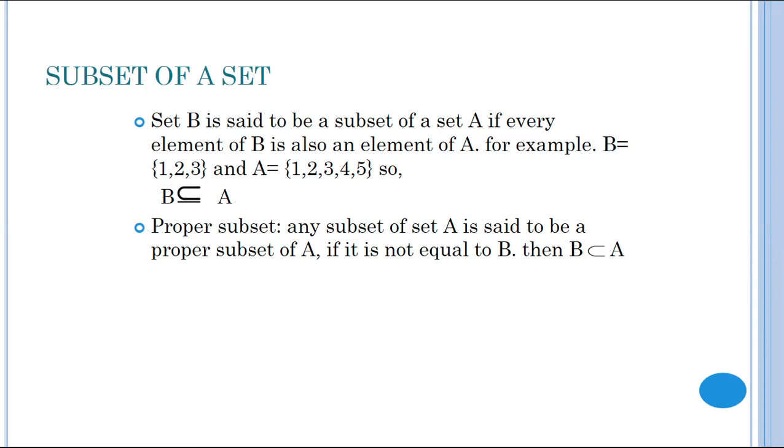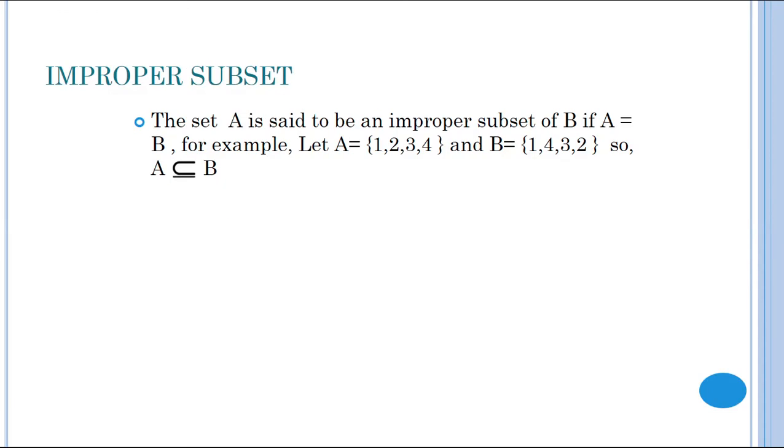Next is a proper subset. A proper subset is a set: any subset of a set A is said to be a proper subset of A if it is not equal to B. So students, we will again take the example of subset. In subset, set A has 5 elements and B has 3 elements, and we are watching that the 3 elements in set B are also present in A. So it means B is a proper subset of set A.